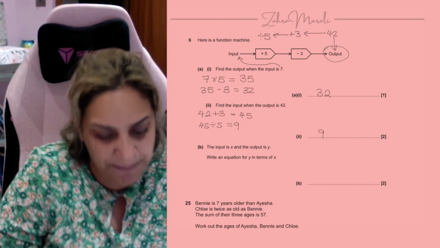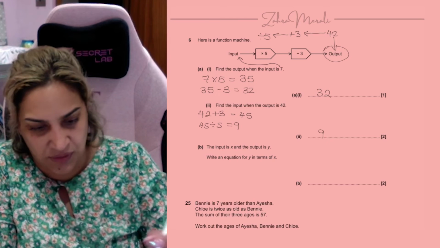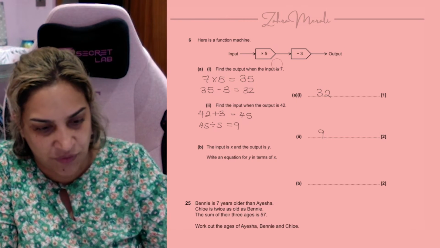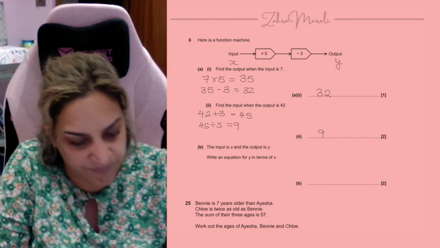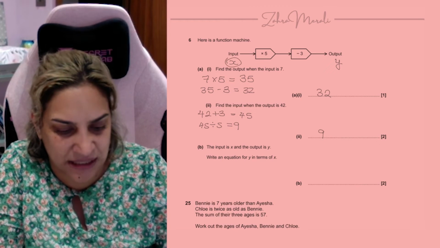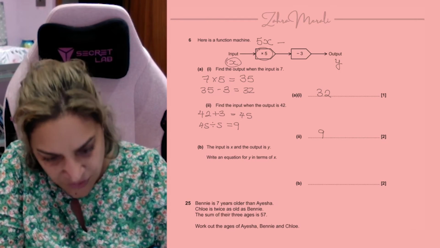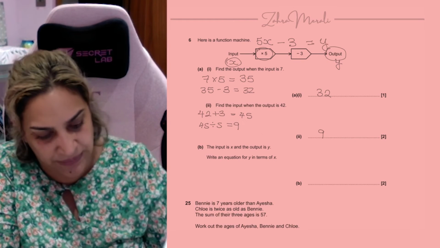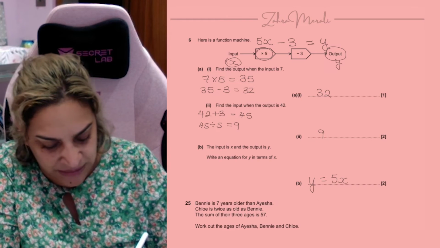Right, we've got the input is x and the output is y. So we've got our input is x, our output is y. Right, so our input will be x times 5, which we know we can write as 5x. Then minus 3, and that output, so that equals y. So that's probably easier to write as y equals 5x minus 3.